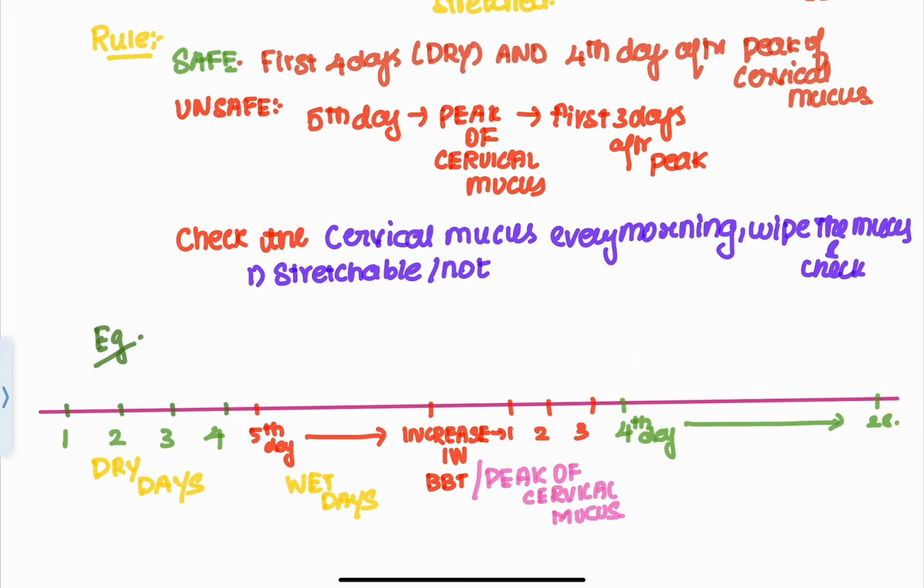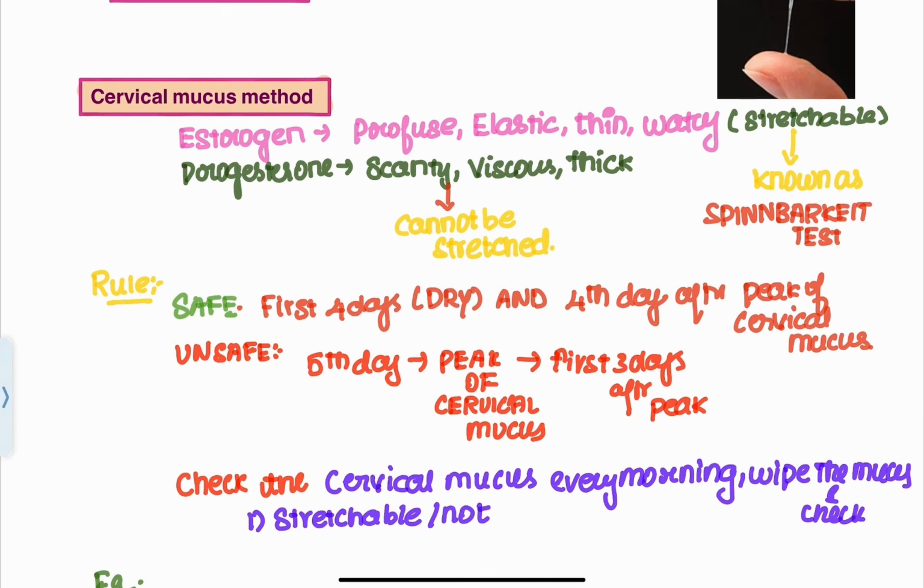And similarly, from the 4th day after the peak of the cervical mucus until the end of the menstrual cycle, these are the safe period. So any act of coitus during the safe period is never going to result in any conception. But during the unsafe period, the female has to avoid any act of coitus to prevent any pregnancy.